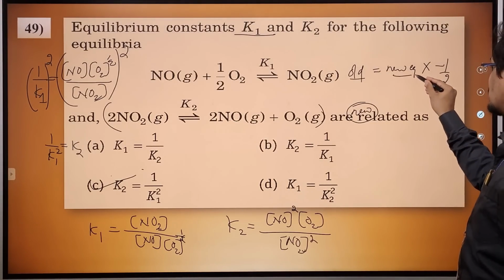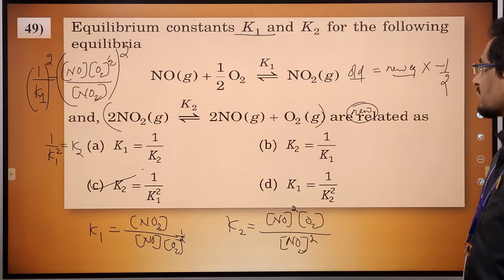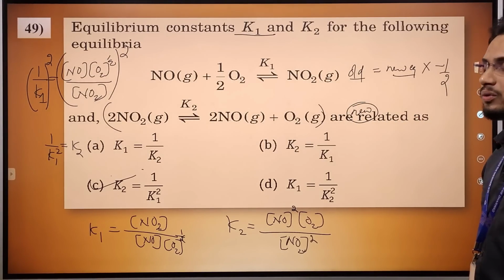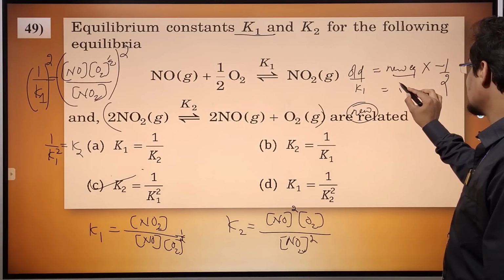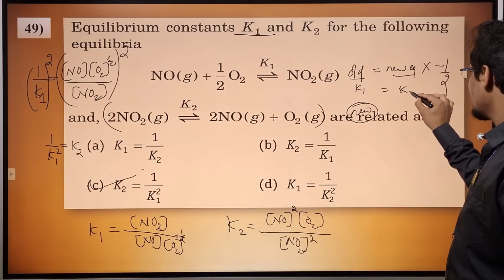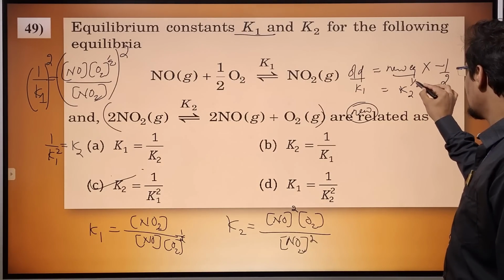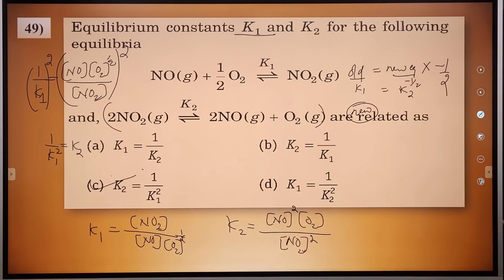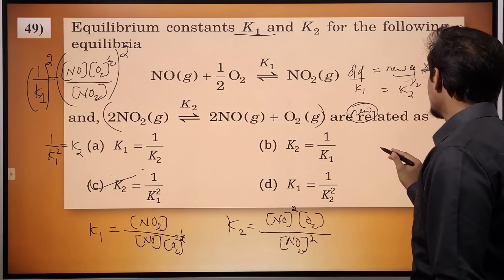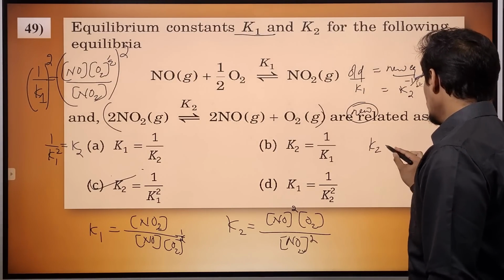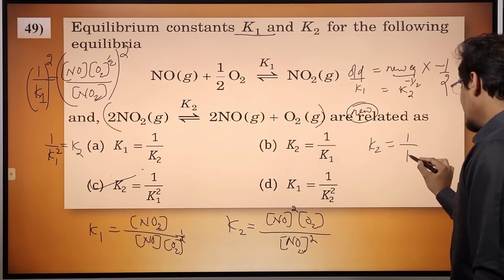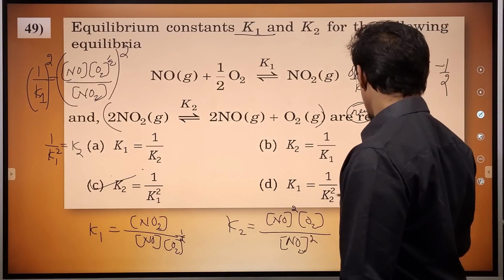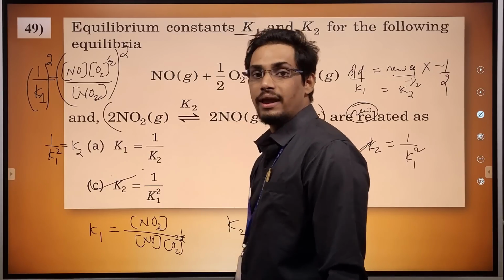So the old equation is equal to the new equation into 1 by 2. Correct? So old Kc will be equal to new Kc to that power. Old Kc, which is K1, will be equal to new Kc, K2, to the power minus 1 by 2. So K1 is equal to K2 to the power minus 1 by 2. In other words, taking it to the other side, K2 will be equal to 1 by K1 square. So the answer is option C. You can go for this shortcut.